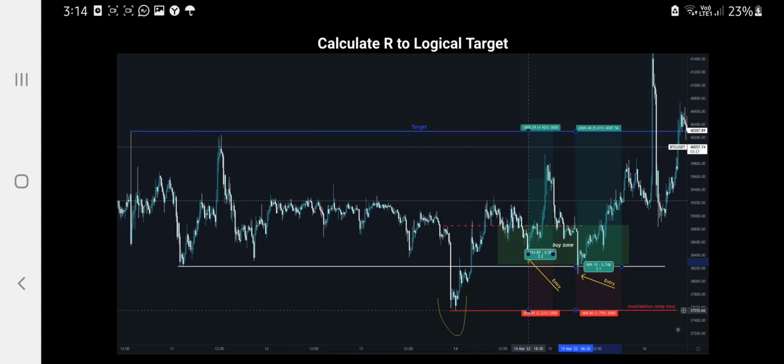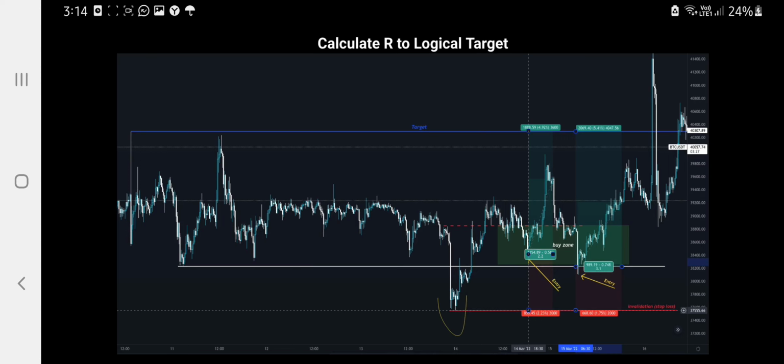So calculate R to the logical target. Key points of that are: start with the stop and make sure your target is logical. You'll notice here there's no, I'm going to just put my target above 4%, I'm going to put my stop loss at 2%. There's none of that. It's all about the market structure. It's about the key highs and the key lows.